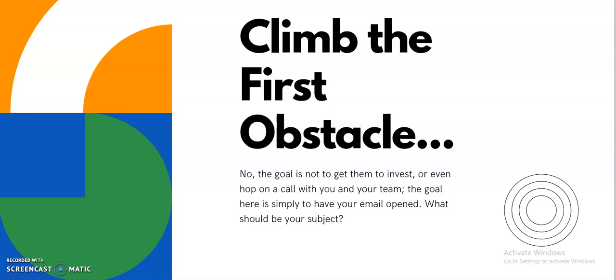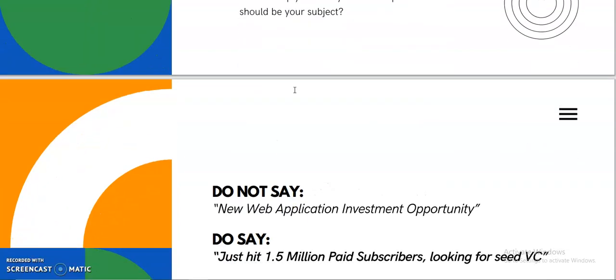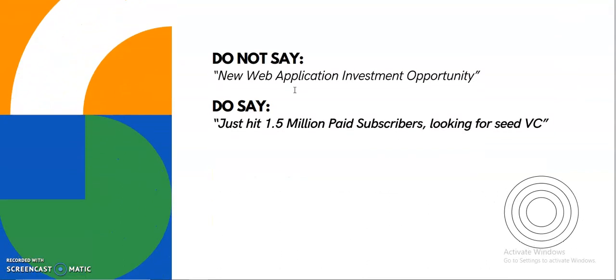Like in the example that we used, you have 22% month-on-month growth, right? And that's a great one. So your subject should speak. And let me just show you a quick example here of what you shouldn't do and what you should do. So do not say new web application investment opportunity, all right? Because that's vague. Or the most effective solution to transportation in Lagos. No, that doesn't say anything about your company.